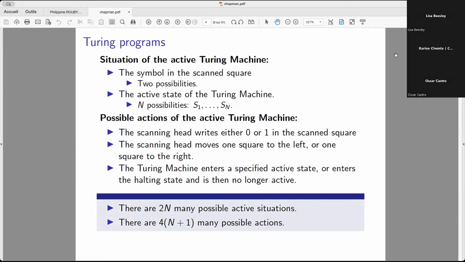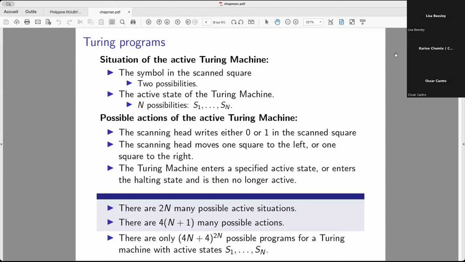If you just count them up, there are 2n many possible active situations, what's in the scanned square and then the active state. And then there are 4 times (n plus 1) many possible actions. So there are only (4n+4) raised to the power of 2n possible programs for a Turing machine with n active states.